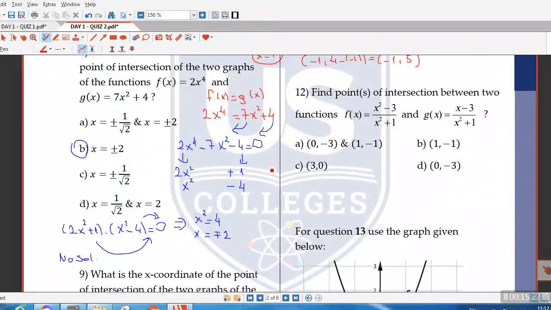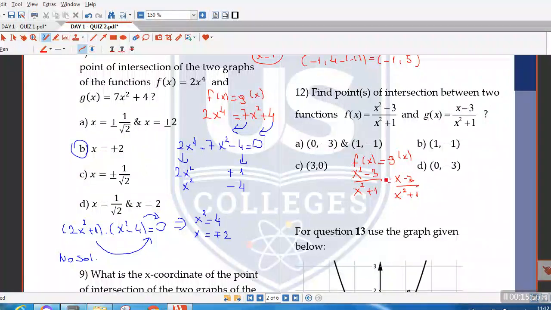Question 12. Points of intersection of two functions. The functions are rational functions. My logic is the same. I have to write f of x is equal to g of x. x to the power of 2 minus 3 over x to the power of 2 plus 1 is equal to x minus 3 over x squared plus 1.